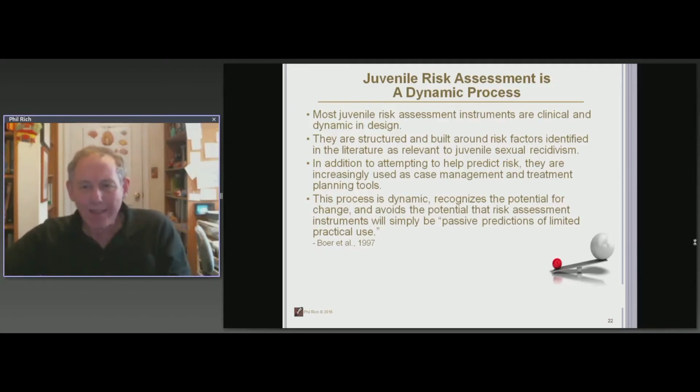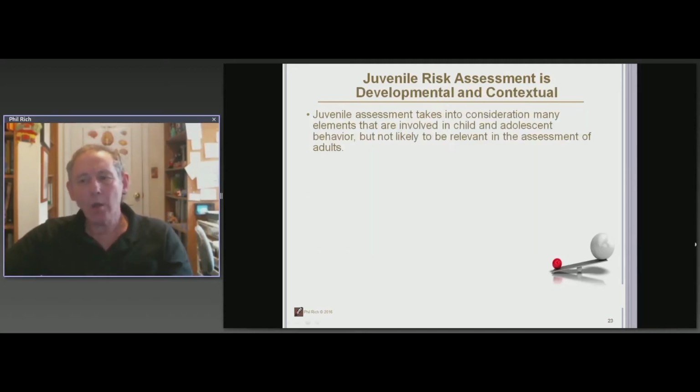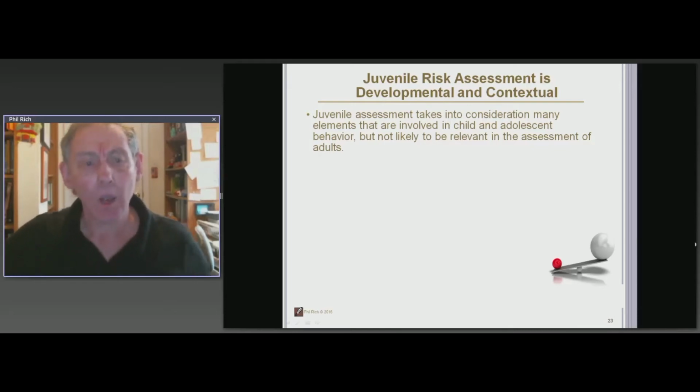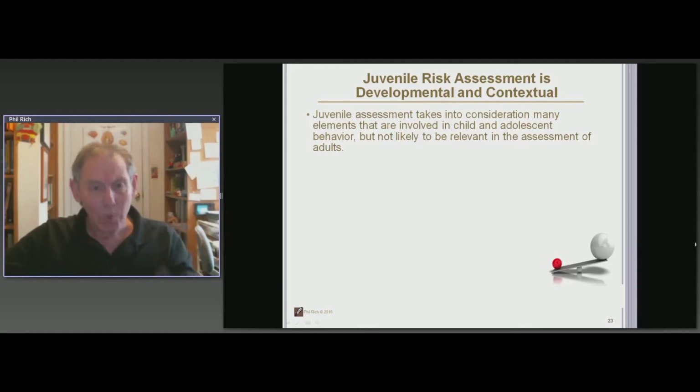It doesn't tell us anything about the individual or why he or she may be at risk or what we might be able to do about it. And really, ultimately, in the end, that's what we're concerned about, doing something about it. Juvenile risk assessment is developmental and contextual. It takes into consideration things that we're really not going to be thinking about or that are really not relevant when we assess adults.